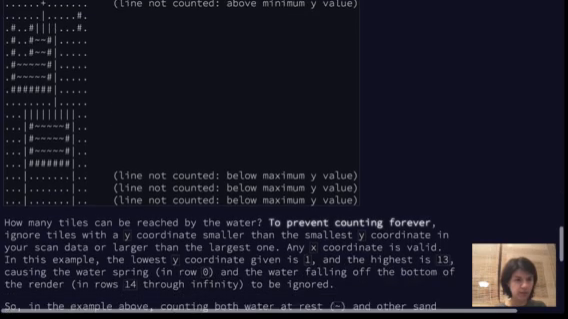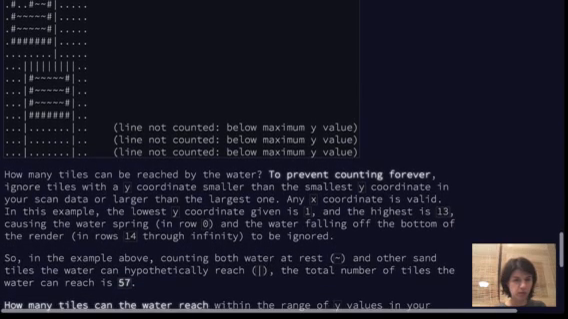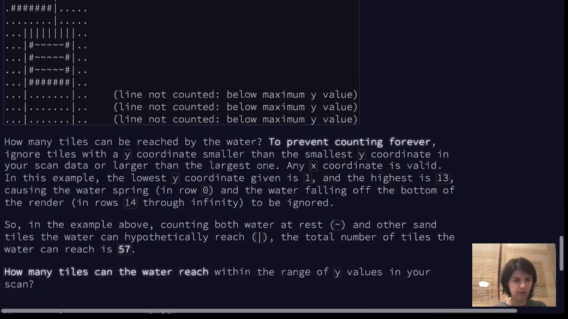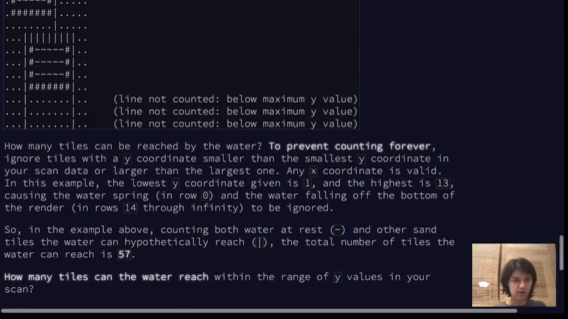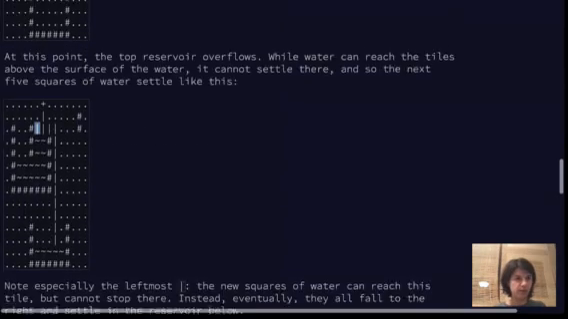Okay, how many tiles can be reached by the water? To prevent counting forever, ignore tiles with a y coordinate smaller than the smallest y and larger than the largest one. Any x coordinate is valid. Okay, so in the next example, counting the water at rest. How many tiles can the water reach? All right.